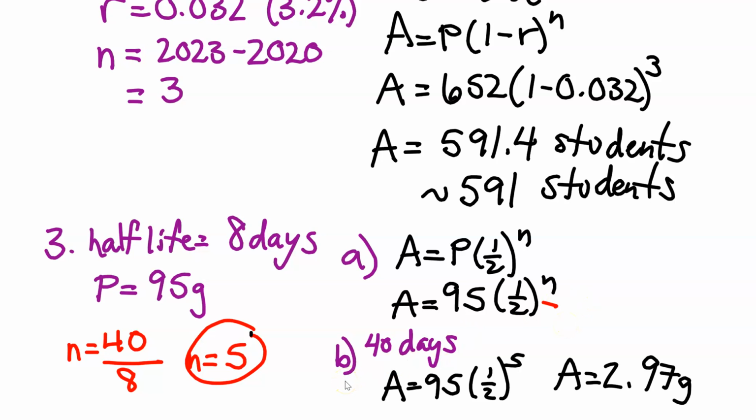Part B says, using this equation, how much of the iodine 131 will be left after 40 days. Now, we don't plug in 40, because the half-life is 8 days. So to figure out your n, you take the total, divide by the half-life, and that will give you the n value. So we plug in 5, and we break out our calculators.